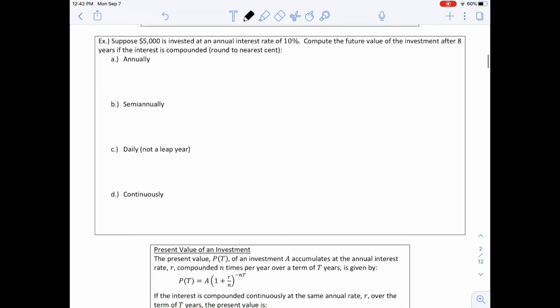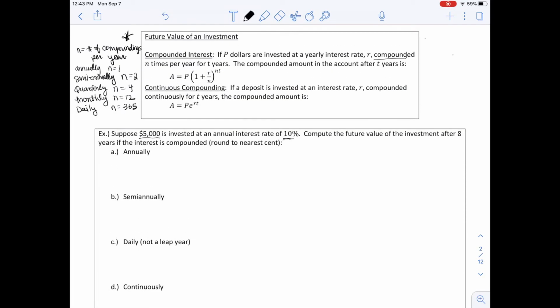So the next example, suppose that we have $5,000 invested at an annual interest rate of 10%. Compute the future value of the investment after 8 years if the interest is compounded, and it says to round to the nearest cent. Whenever we have a rate, we need to express it as a decimal. So our rate here is 10%, rewritten as a decimal, 0.10.